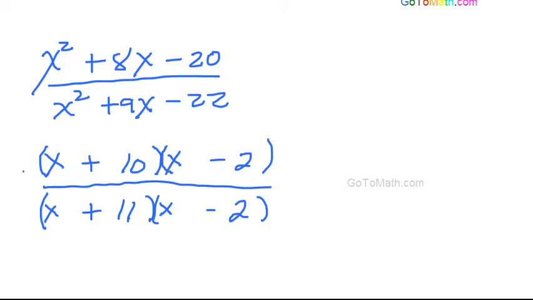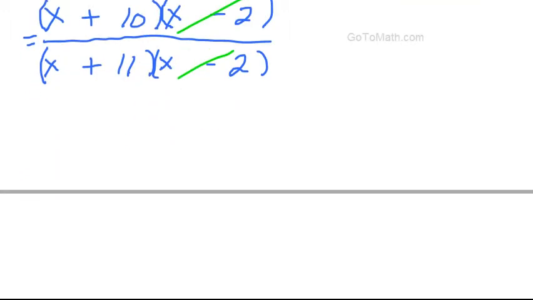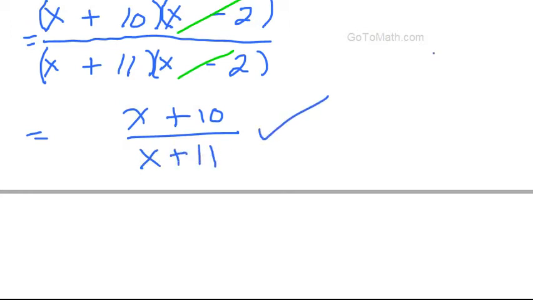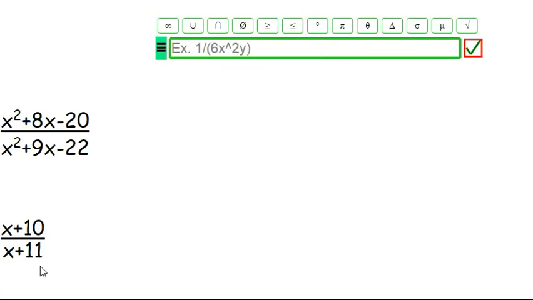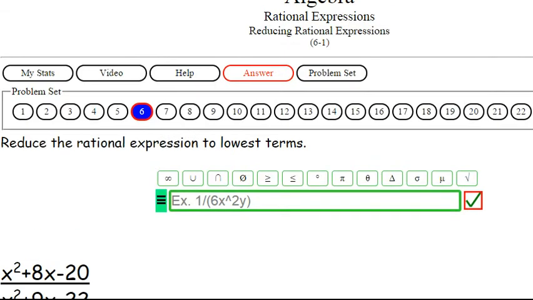And something else we should do is kind of write this. But now what we should do is let's cancel some stuff. So x minus 2 in the top, x minus 2 in the bottom. Okay. So now we're left with an x plus 10 over an x plus 11. There you go, x plus 10 over x plus 11. So let's take a look at what we got. X plus 10 over x plus 11.